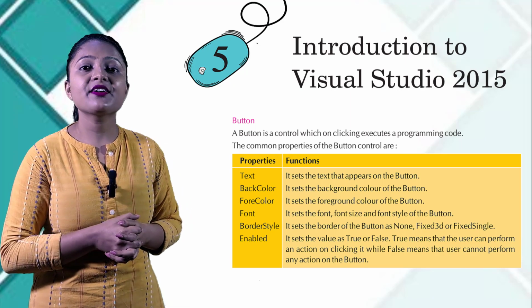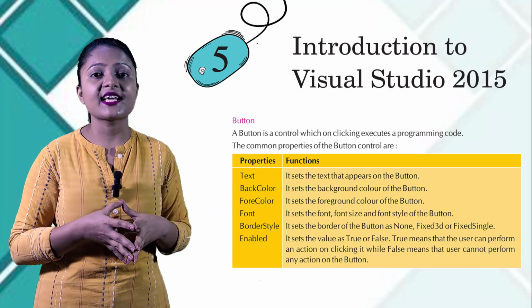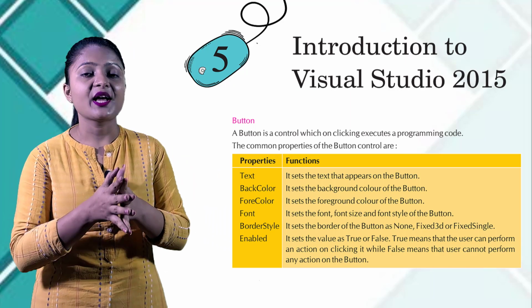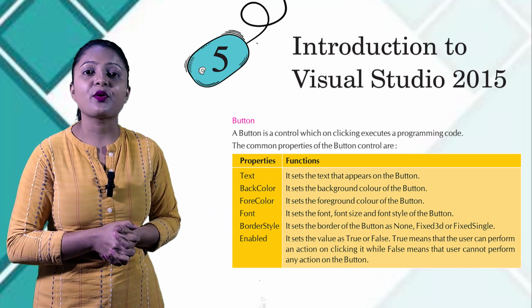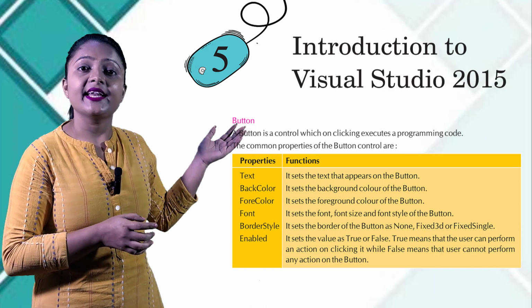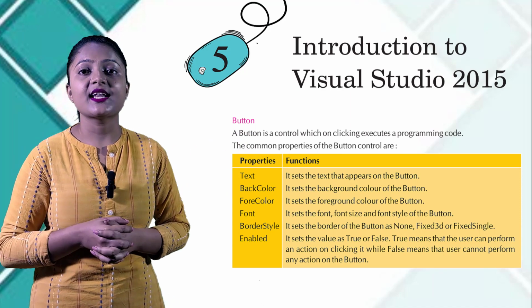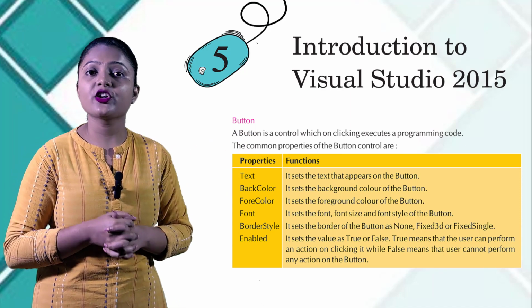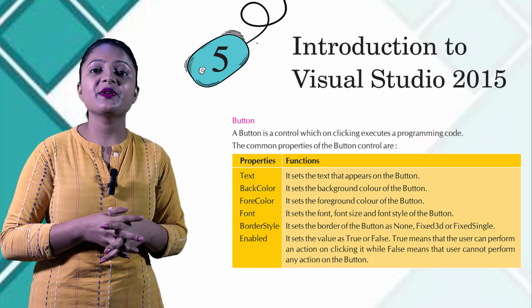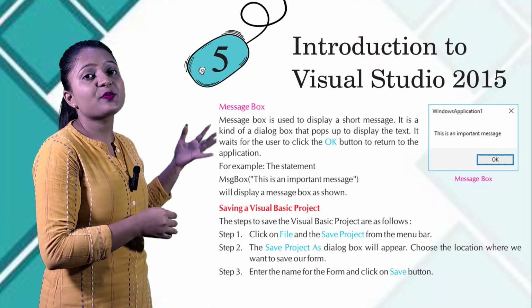Forecolor. It sets the foreground color of the button. Font. It sets the font size and font style of the button. Border style. It sets the border of the button as none, fixed 3D or fixed single. Enabled. It sets the value as true or false. True means that the user can perform an action on clicking it, while false means that user cannot perform any action on the button.